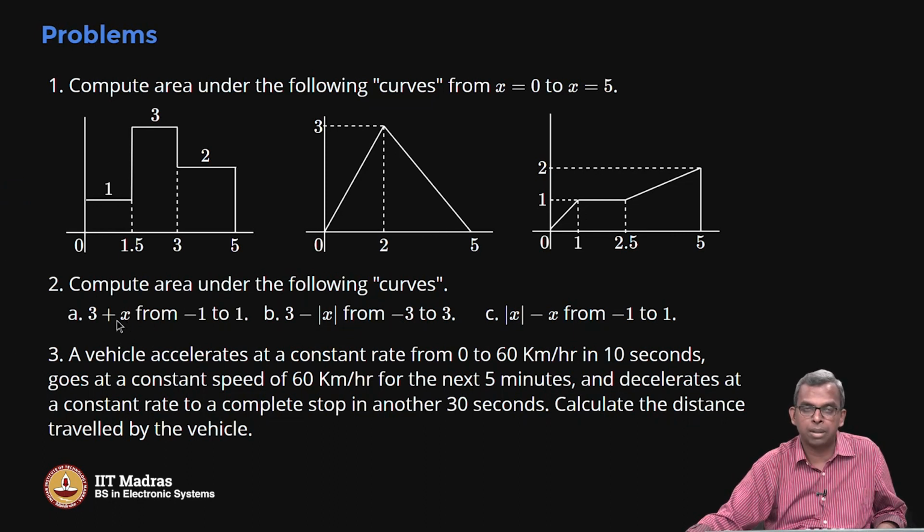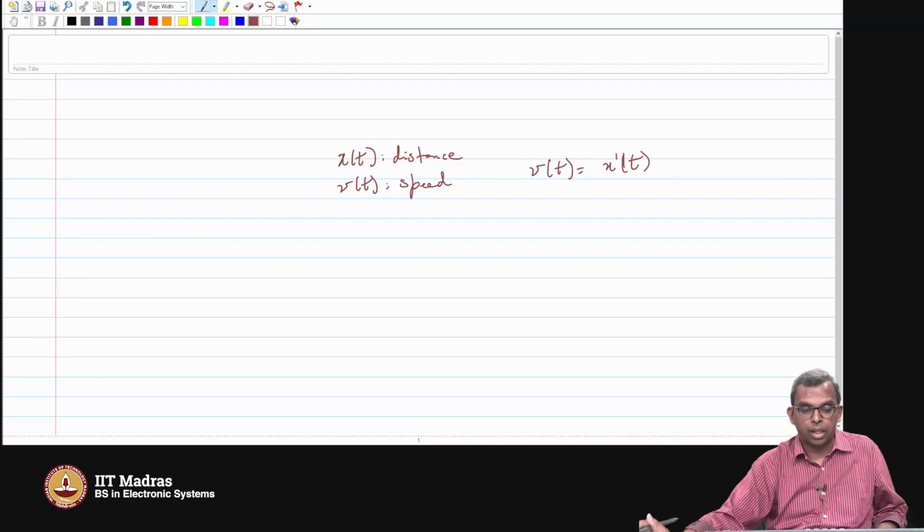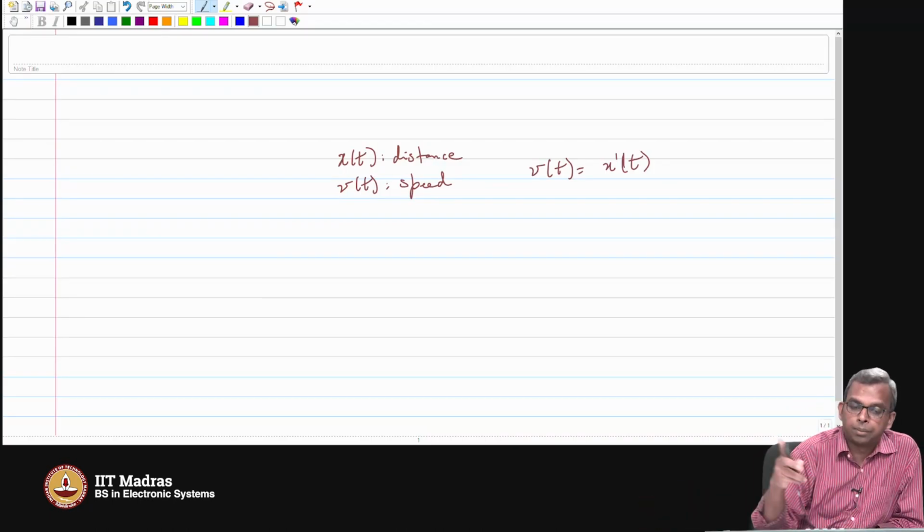You should be able to plot 3 plus x from minus 1 to 1 and then do the same area under the curve calculation. These two I will just quickly tell you. At least this one I will quickly tell you. So, 3 minus mod x.